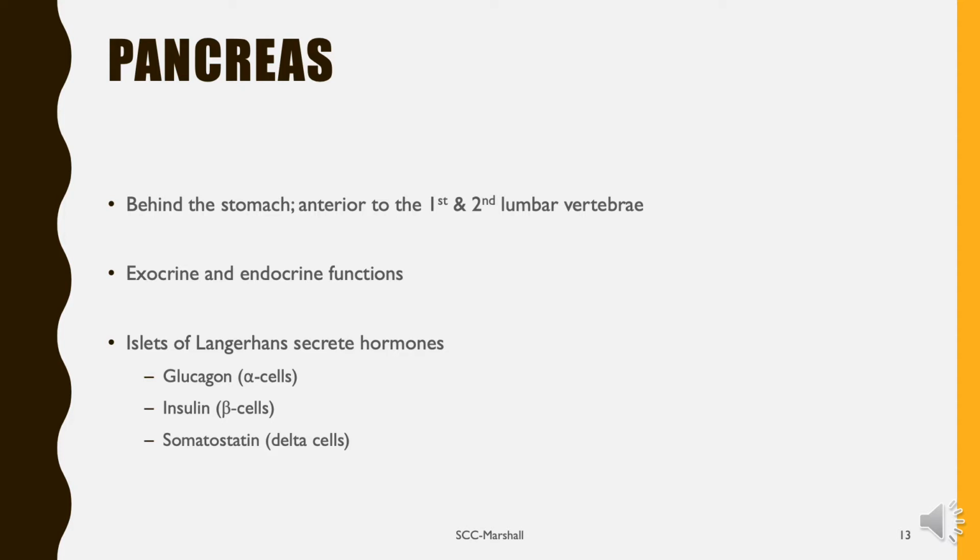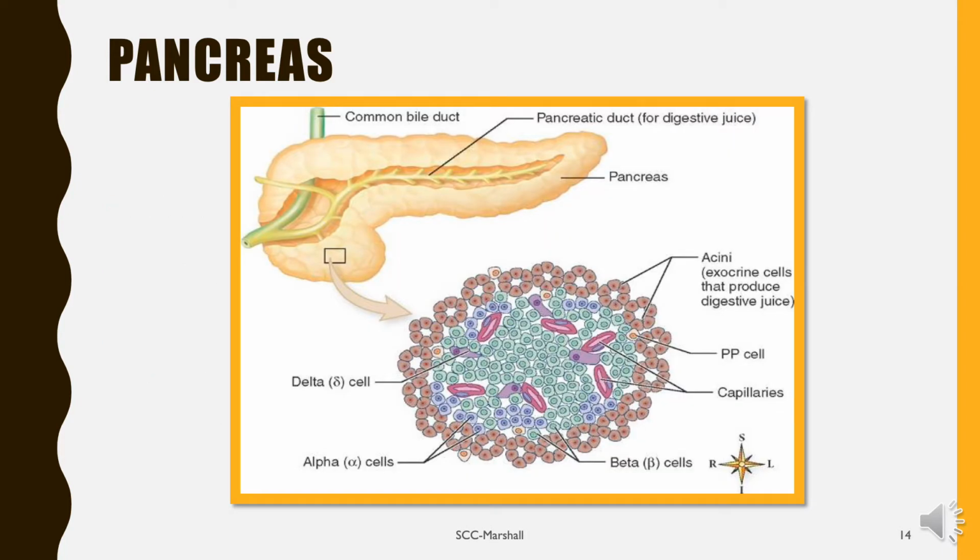We also have somatostatin, and what that does is inhibit insulin and glucagon secretion, so that's going to play a role in regulation as well. This picture shows the pancreas in the top left there, that long tapered gland, and in the bottom right is a pancreatic islet. And remember that the islet of Langerhans is the hormone producing area. And when you look at this picture, you can see the alpha, beta, and delta cells that secrete those hormones.